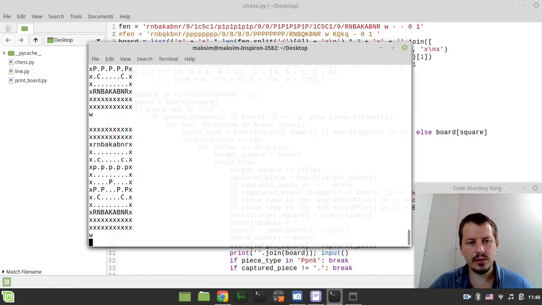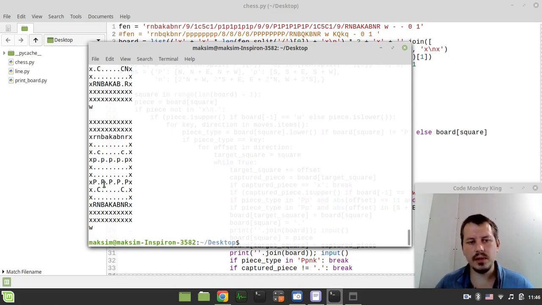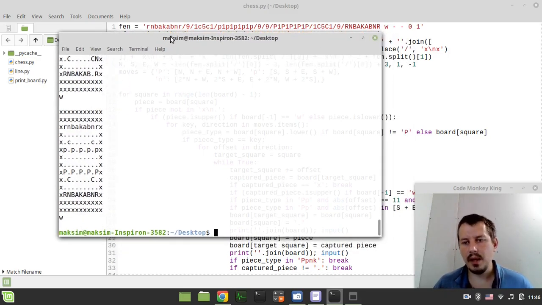Okay, and now we do the same. We move the pawns, move the cannons. And again, if we just specify somewhat different move offsets for these pieces, they might be capable of moving in a different way. So this is kind of the idea.